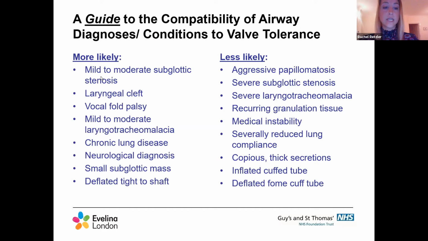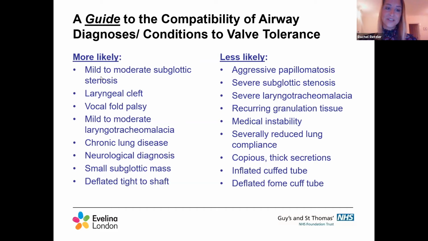Children that are more likely to tolerate a one-way valve could be children with mild to moderate subglottic stenosis, laryngeal cleft or vocal cord palsy, mild to moderate laryngotracheomalacia or chronic lung disease, neurological diagnoses, small subglottic mass, or deflated type to shaft tubes. What all of these children have in common, you may wonder, and may have already picked up, is that these children typically have more patent upper airways and less obstruction.